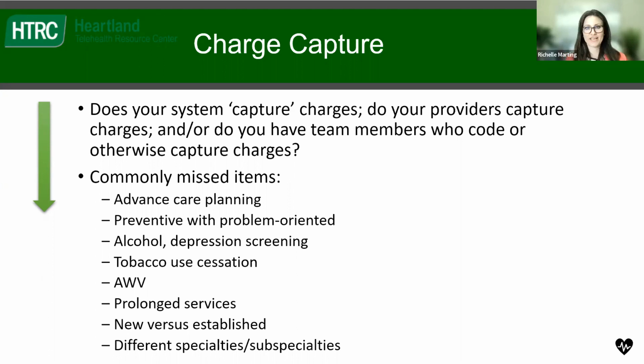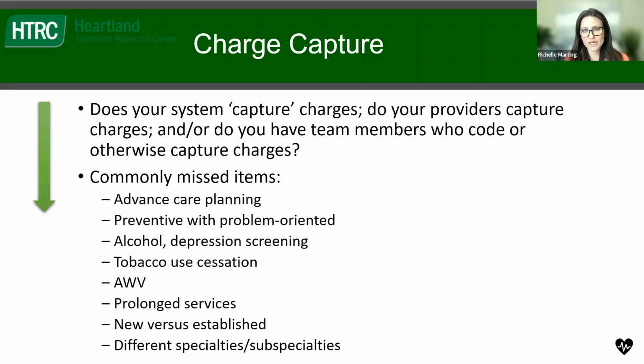So on the charge capture stage, this is a really critical piece to the sustainability of telehealth programs into the revenue cycle. We can do all the right things up until this stage, but if we don't capture the charges and get them entered into the system and get them billed and hopefully get them paid, we're not going to have a sustainable program. So take a look at the way your system works now.